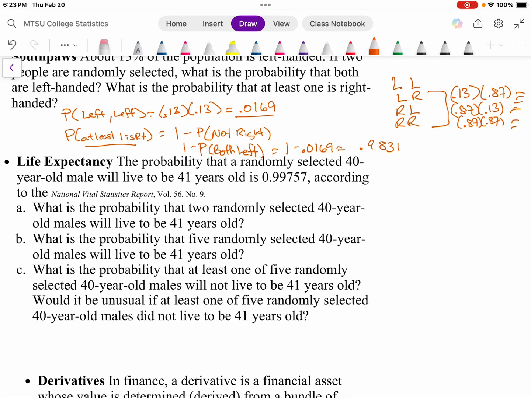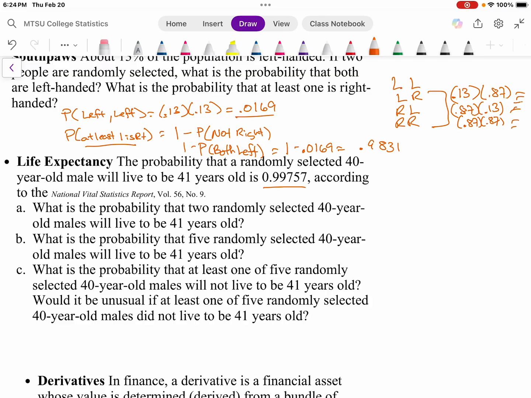All right, next problem. The probability that a randomly selected 40-year-old male will live to 41 is 0.99757, according to the Vital Statistics Report. What is the probability that two randomly selected 40-year-olds live to be 41 years of age?